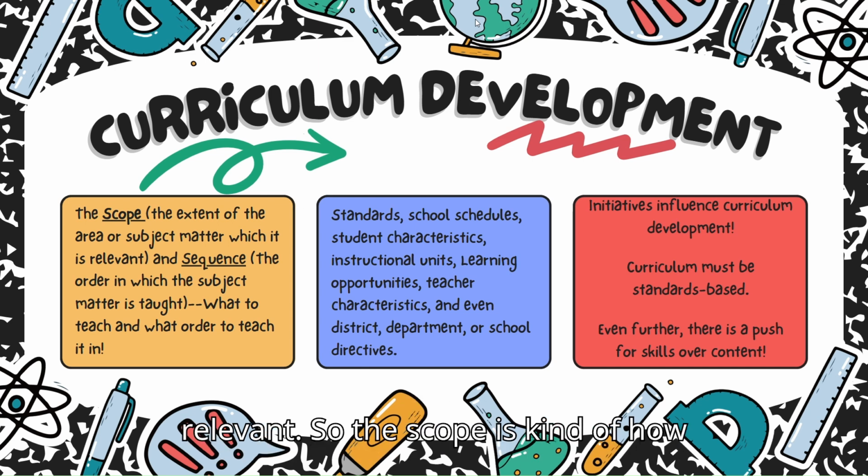So, the scope is kind of how deep and what you're teaching and how deep you need to go and what you actually need to teach around the topic. The next word is sequence. That's the order in which a subject matter is taught. For example, sequence is extremely important in a subject like math or science, where you might have to know some ideas before you can move on to the others.